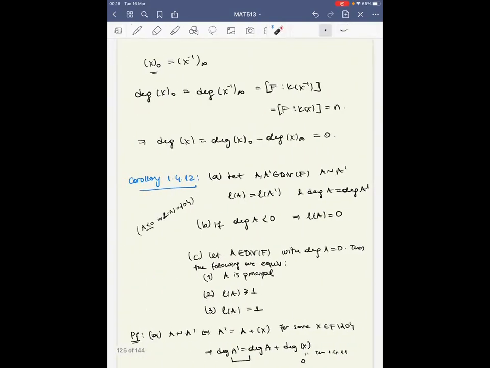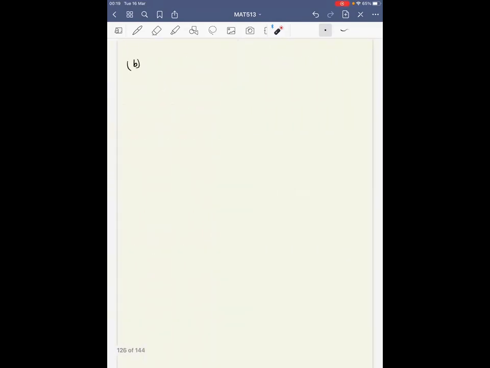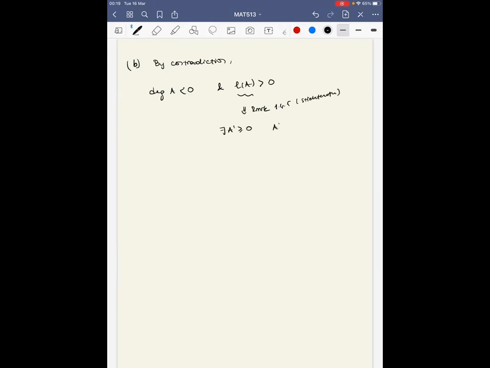And we prove statement B by contradiction. So let me suppose that a divisor has negative degree and its L space is of dimension bigger than or equal to 1. So towards a contradiction, let me suppose that degree of A is less than 0 and L of A is of dimension at least 1. Then by remark 1.4.5 from the Stichtenoth notes, we know of the existence of a positive divisor which is equivalent to A.